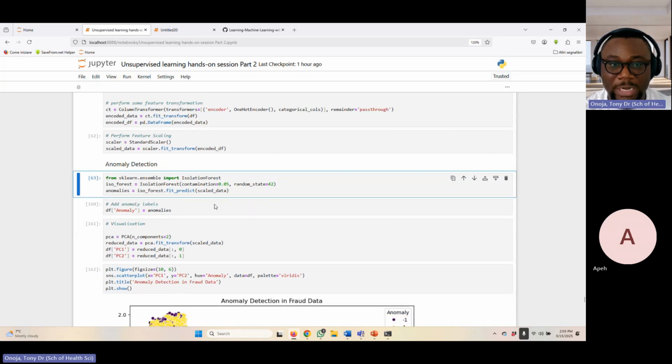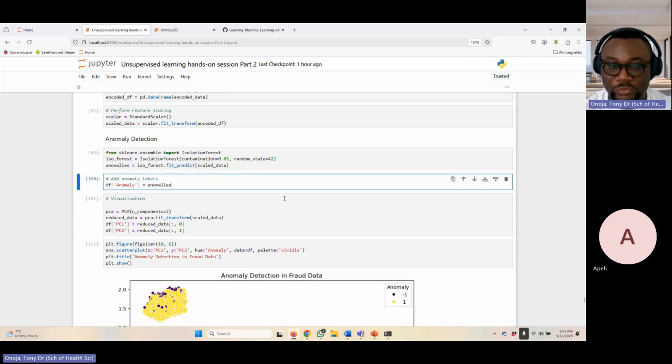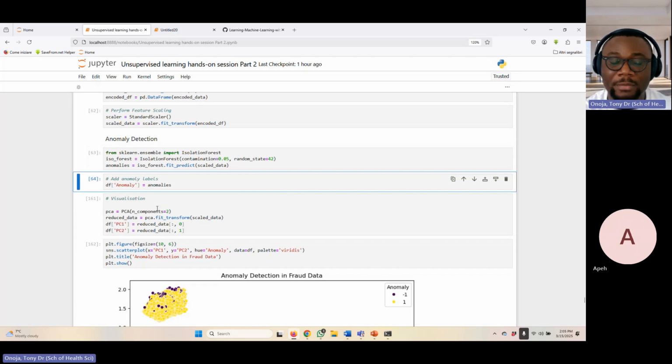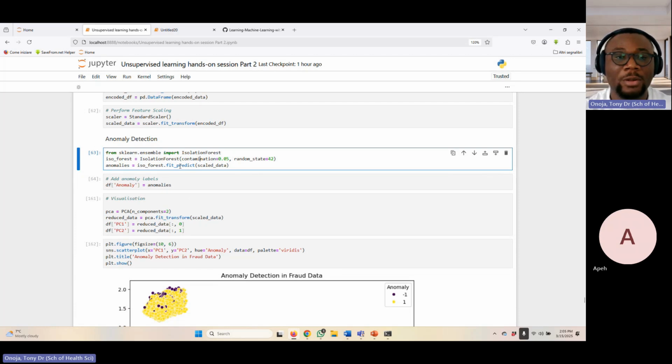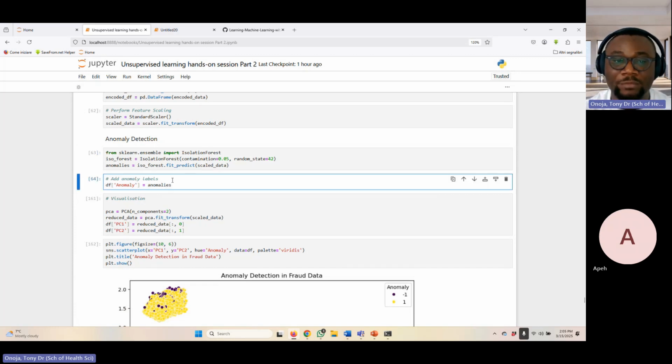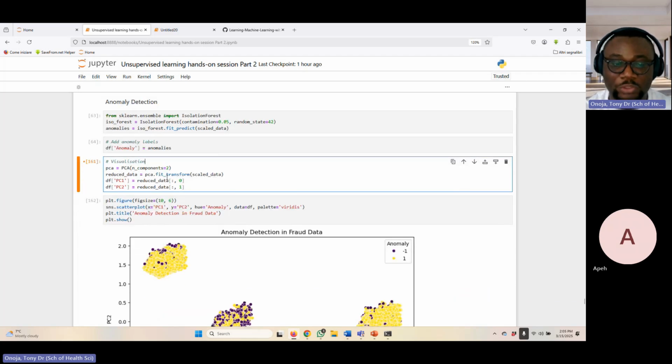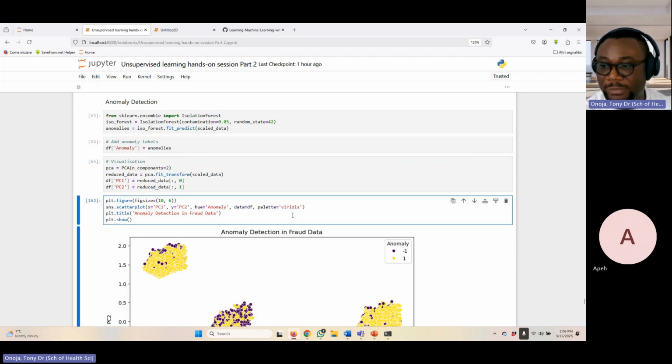So we scaled it, and then the next thing is to attach the label, because when we perform the isolation forest, we make predictions. The prediction will produce a label like we did in the k-means clustering, and then we attach this to the original data frame. So the next thing we need to do is to perform principal component analysis, which is what we did here.